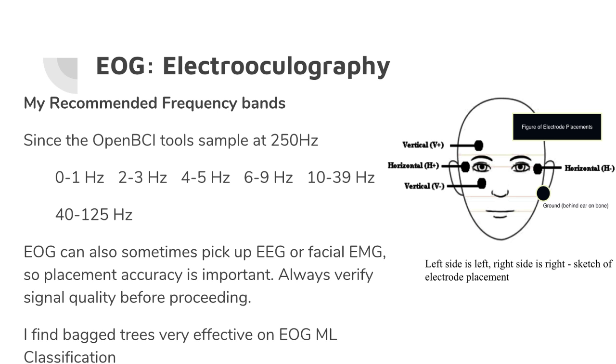If you can't see that there is a movement in the electrodes, then that means that your signal setup is not correct. You may want to move the electrodes around. Once you've verified that, then you can proceed forward.